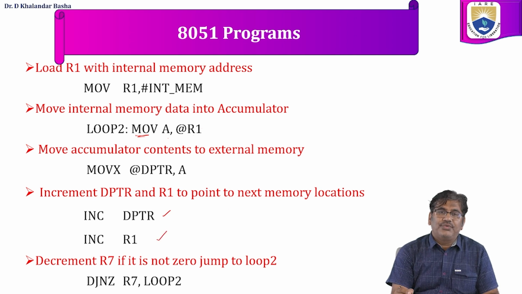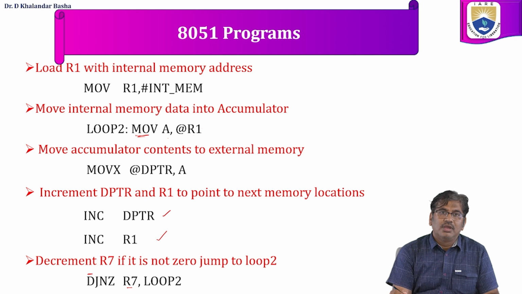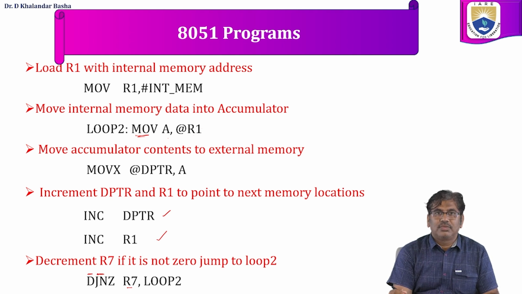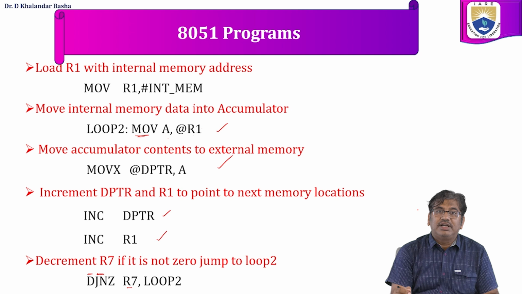As for each data transfer we have to reduce the count, we will go for decrementing R7. This will be repeated until R7 content is non-zero. So if R7 is non-zero, go for copying the data into the accumulator from the internal memory, then from the accumulator to external memory. So these two data transfer instructions will be repeatedly iterated, depending upon R7. Once all the data are copied from the internal memory to external memory, we can terminate the program.